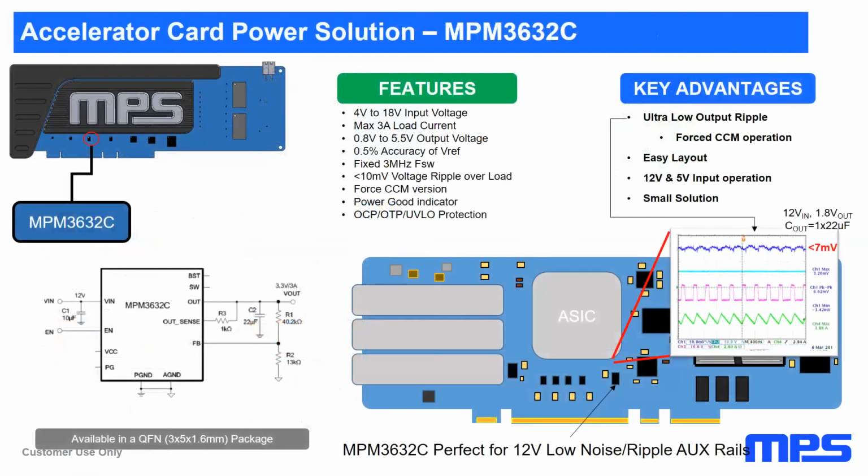Jumping along to our 3632C, this device can really be a key player in terms of its really low ripple performance. And now we're in 12-volt solutions. So for a 3 amp device, this can be a very key player, with forced CCM operation allowing us to provide that same low noise solution. And this is also in a 1.6 millimeter package, so now we can put this on the back side of the board.